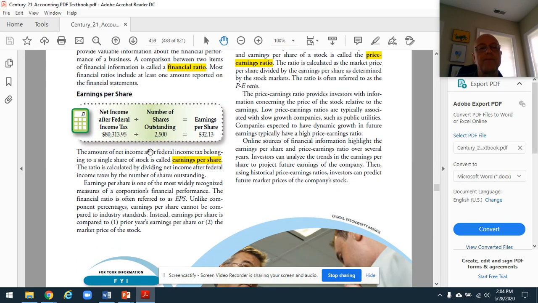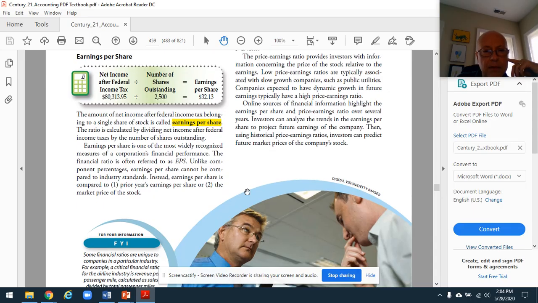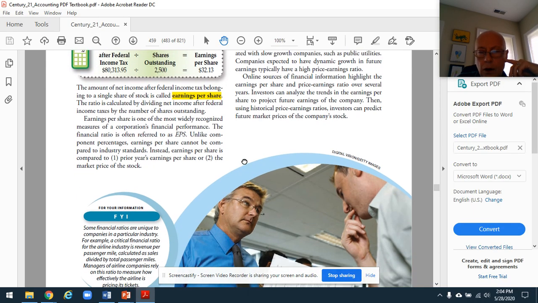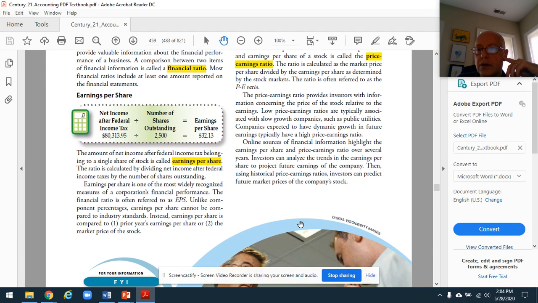Earnings per share. Now, earnings per share is calculated by dividing the net income after federal income taxes by the number of shares we have outstanding. This is very simple math. What's the bottom line? Net income. What do we have left over? We divide that by the number of shares outstanding. This is very, very easy. It's literally earnings per number of shares outstanding.